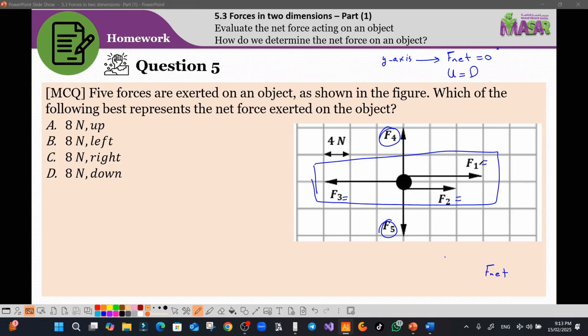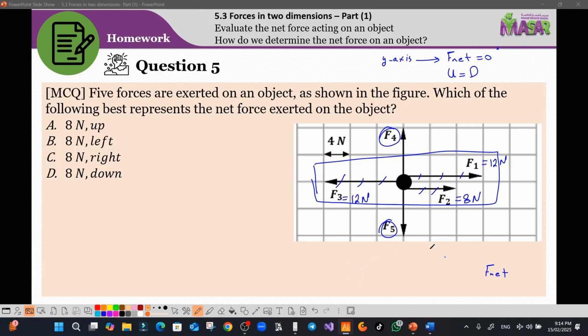So what is the value of F1? We have 3 grids, 1, 2, 3 for the F1. This is the length of the arrow. However, the number of grids is not enough. We need to multiply it with the scale, and the scale provided here is 4 Newton. So 3 times 4 is 12 Newton. Now 2 times 4 is 8 Newton. And for F3, we have 1, 2, 3 times 4 is 12 Newton.